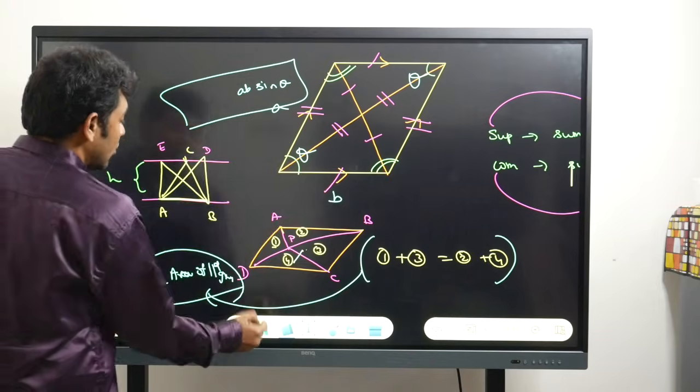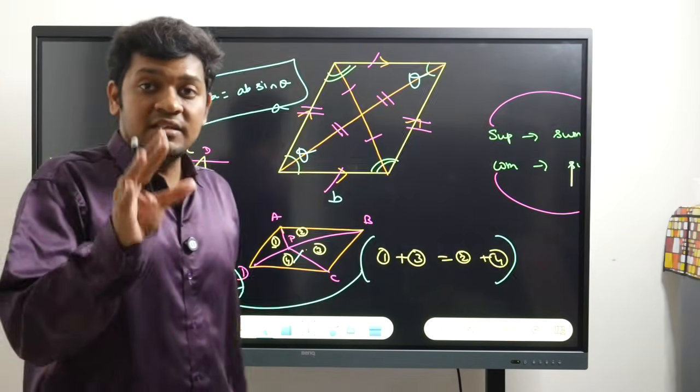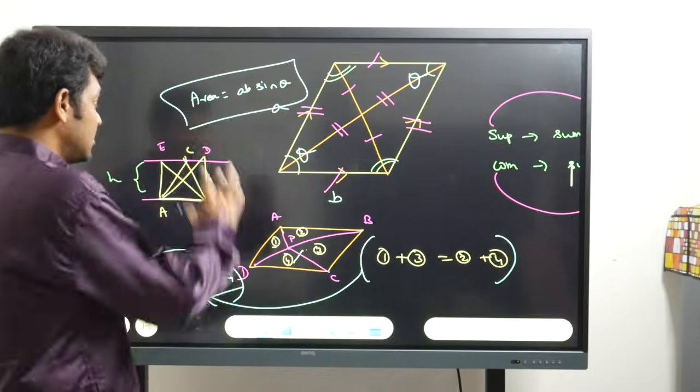So the area of a parallelogram is nothing but the product of the sides into the sine of the included angle. It's good to know this.